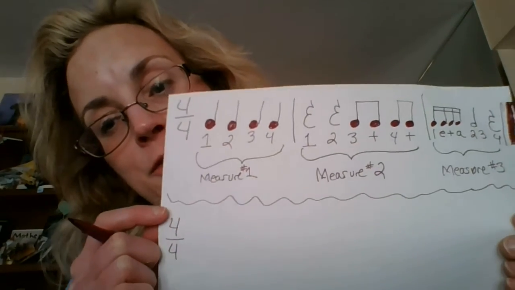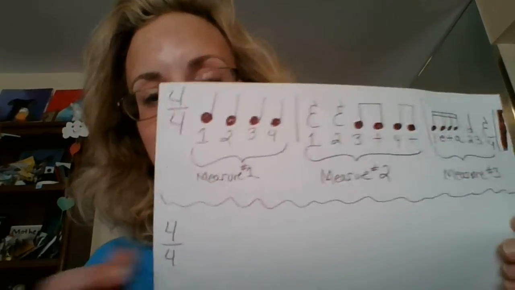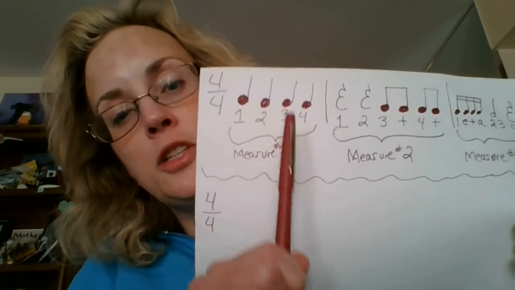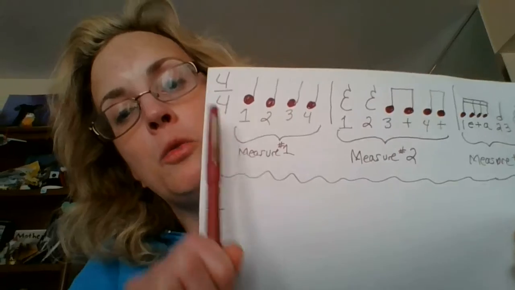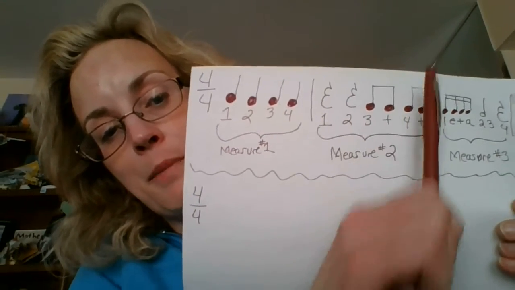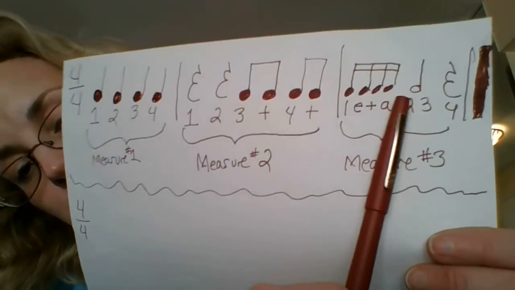Remember, your mama gives you $4. You got to get up to $4. And when you get to 1, 2, 3, 4, it's bar line. So let's say that together. 1, 2, 3, 4, bar line. 1, 2, 3, 4, bar line. 1, 2, 3, and 4, and bar line. 1 E and a 2, 3, 4, double bar line.